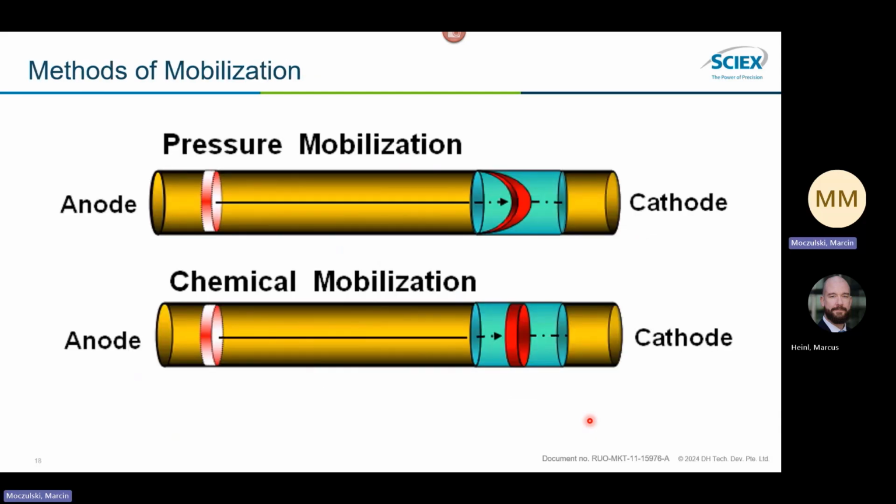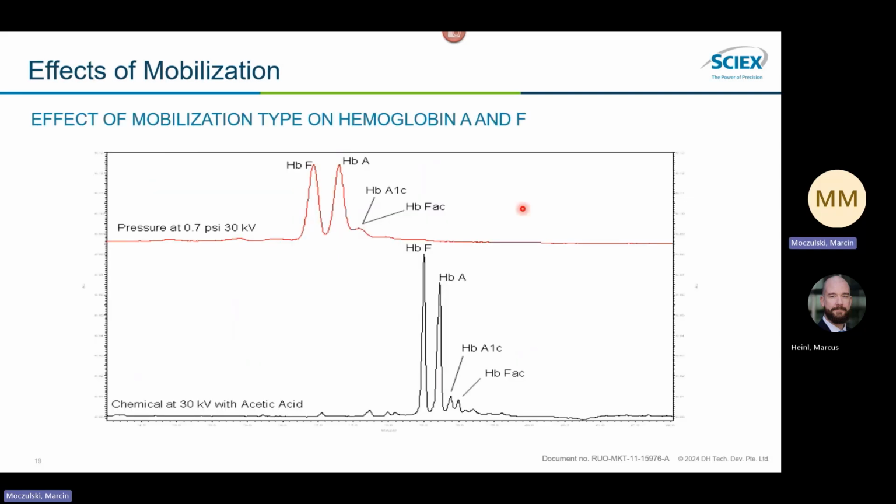Historically, for mobilization, pressure was used. However, pressure increased molecular diffusion, which finally caused reduced resolution. Keeping only chemical mobilization, when we only titrate the environment by using acetic acid, we are able to get strictly high resolution separations.